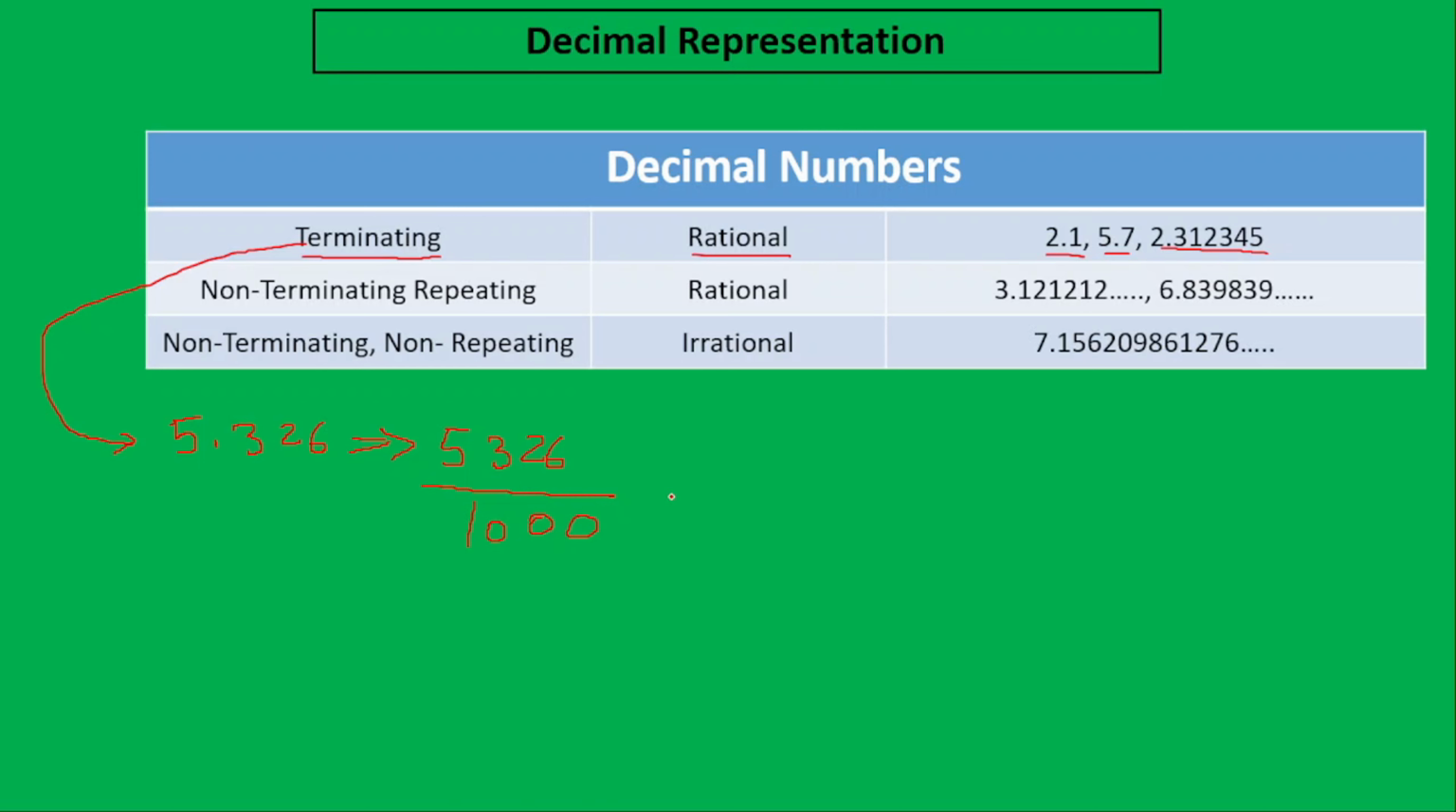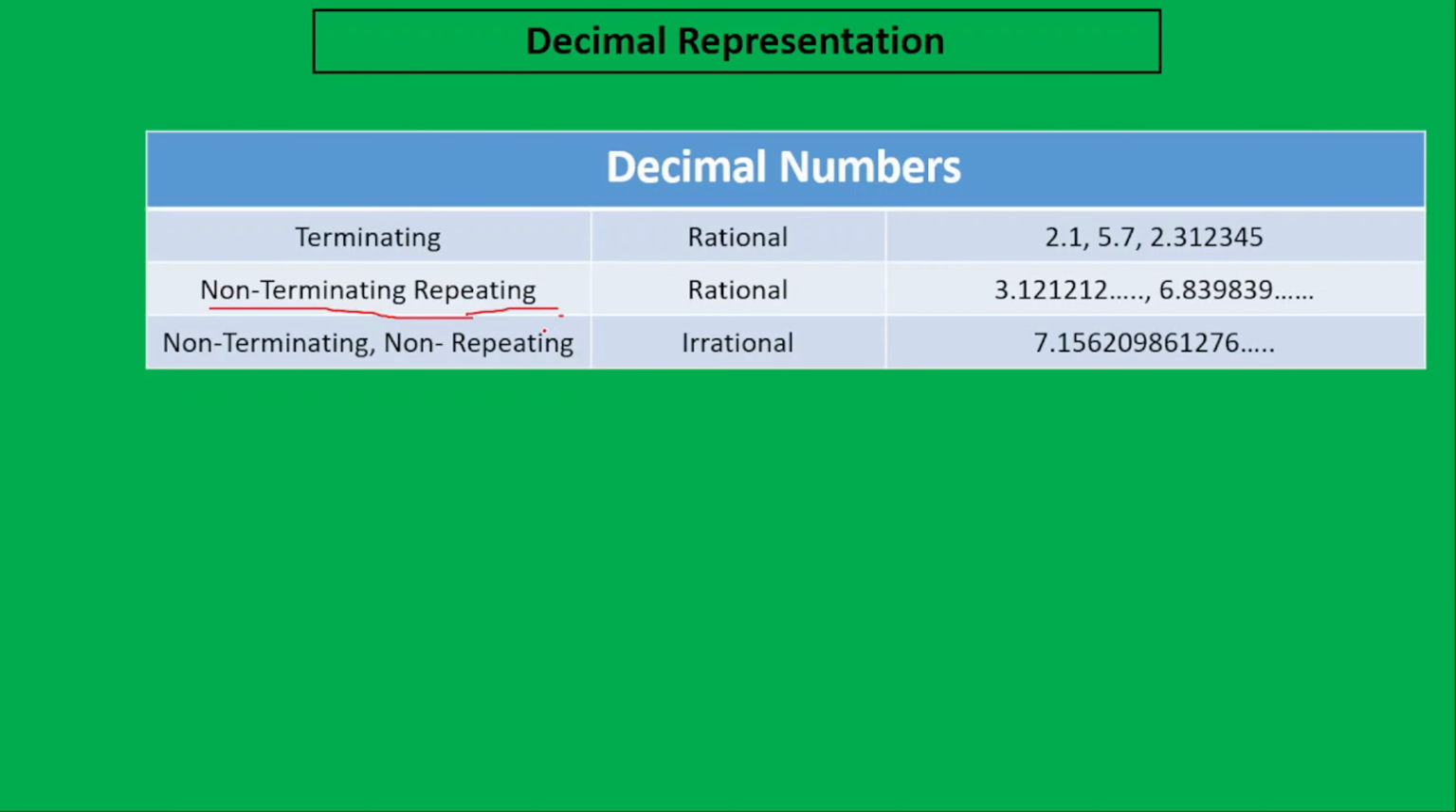We can write 5.326 as 5326 divided by 1000. So it's rational. 5.3 is 53 by 10. It's rational. We count the number of places after the decimal and put a similar number of zeros after 1. So in 5.326, 3 digits are after the decimal, 3, 2, 6. Hence in the denominator there are 3 zeros after 1.